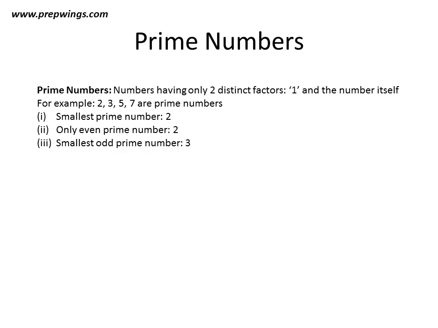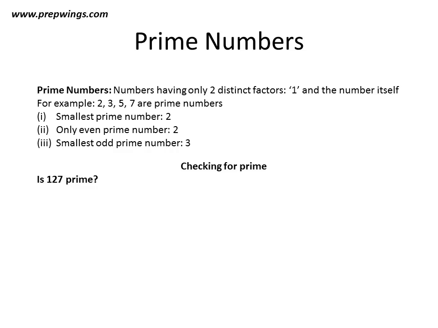Now three important points to note about prime numbers are: first, the smallest prime number is 2. Second, the only even prime number is 2. And the third states that the smallest odd prime number is 3. You can see from this list that 1 is not a prime number. So keep in mind that 1 is not a prime number. And apart from 2, any other even number will not be a prime number, because all the other even numbers will have at least 2 as one more factor.